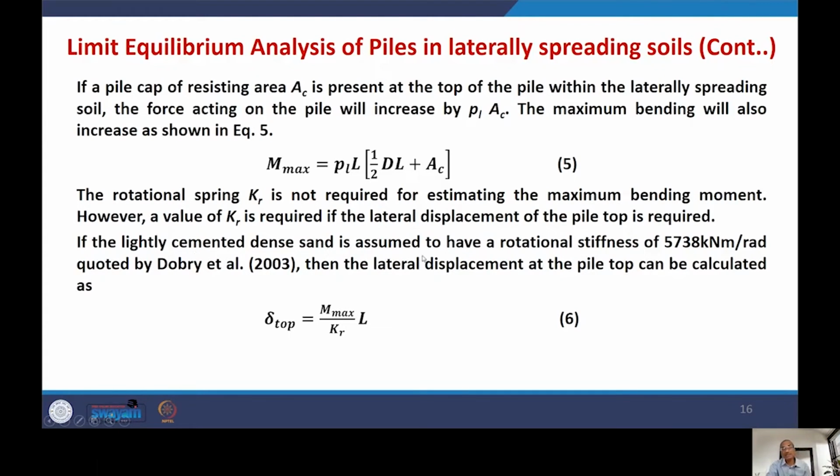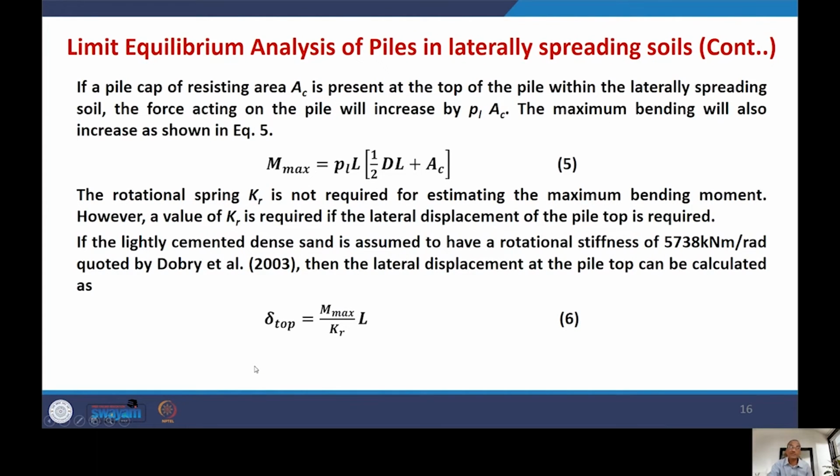If the lightly cemented dense sand is assumed to have a rotational stiffness of 5,738 kN per radian, which was quoted by Dobry et al. in 2003, then the lateral displacement of the pile top can be calculated using relation 6, where delta is the lateral displacement of the pile top, M max is the maximum bending moment multiplied by the length L, divided by KR, where KR is the spring constant of the rotational spring. So using equation 6, one can find the maximum lateral displacement of the pile top.